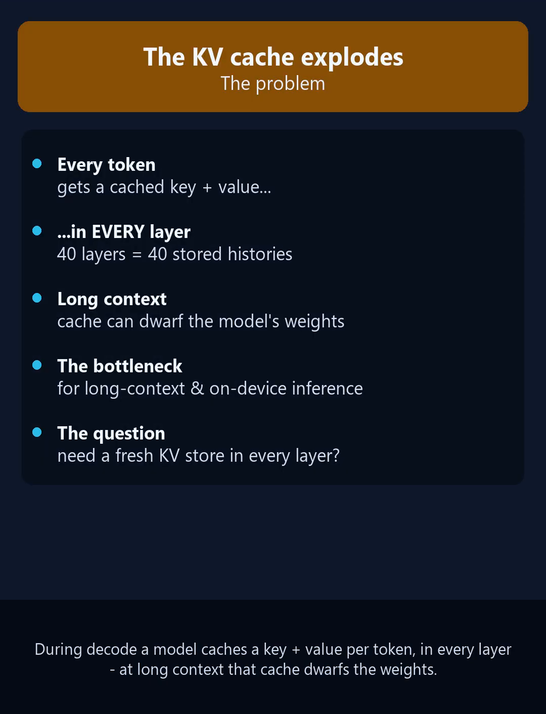Start with the pain. During generation, a transformer caches a key and a value for every past token in every single layer. A model with 40 layers stores 40 separate copies of that history. As context grows to tens of thousands of tokens, the key-value cache can dwarf the model's own weights in memory. That cache is the real bottleneck for long context and on-device inference. The question is, do we really need a fresh key-value store in every layer?